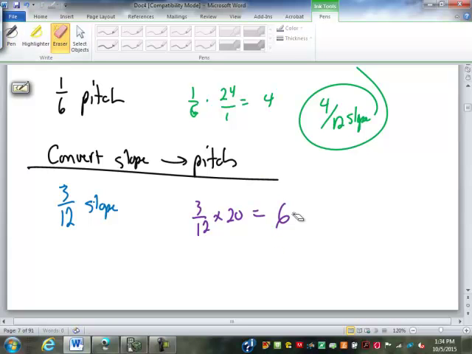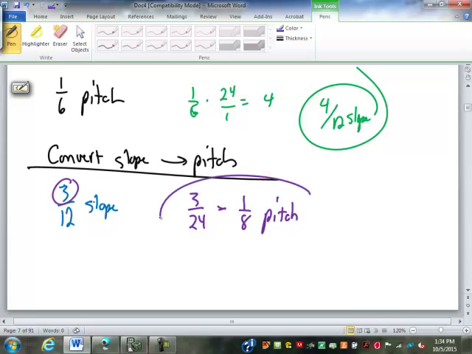Oops, I don't know where that 20 came from. Let's try that again. 3/12 times 24 is what? Sorry, I did that wrong. Let me try that again. Yes, you did. You're correct. You take the top number of the 3, you put it over 24, that reduced to a 1/8 pitch. Thank you. I don't know why I was going backwards there for a minute, but I was.